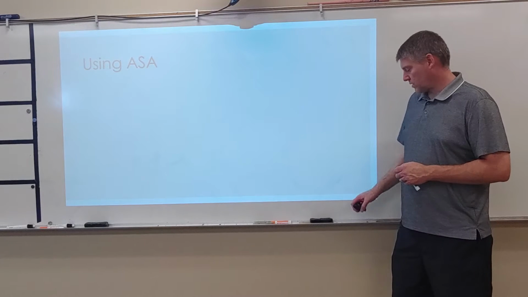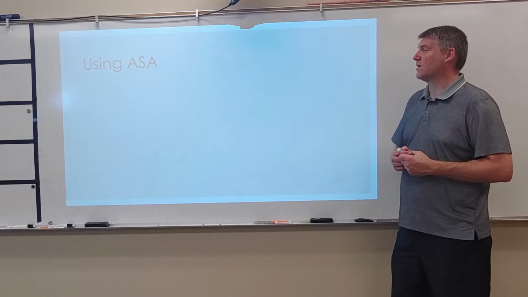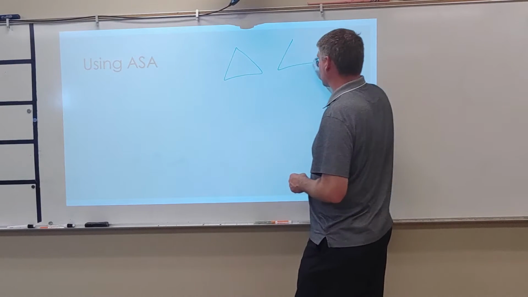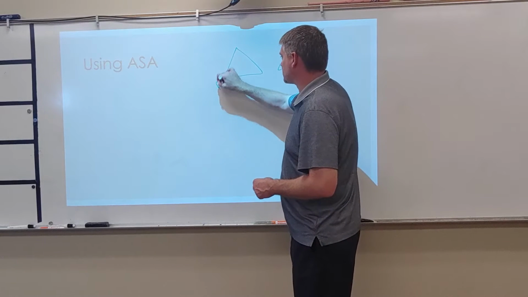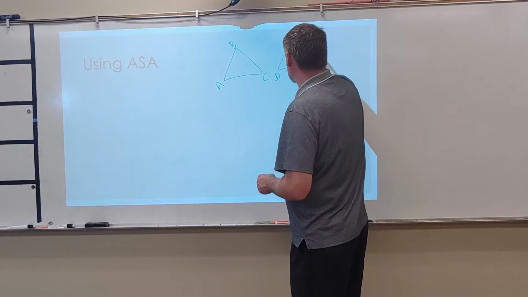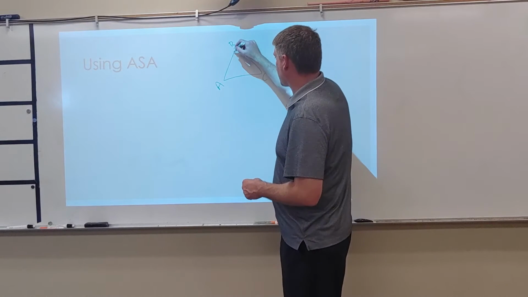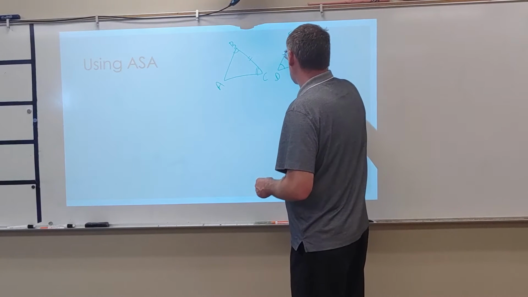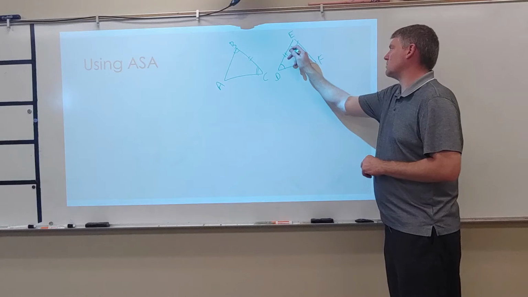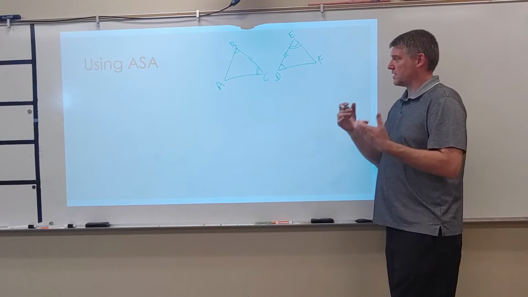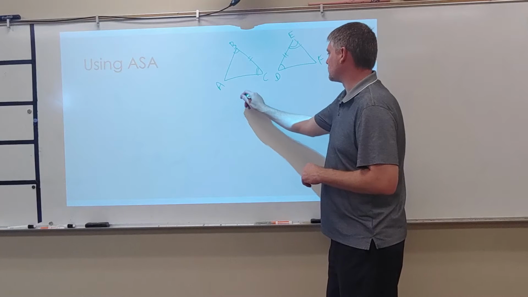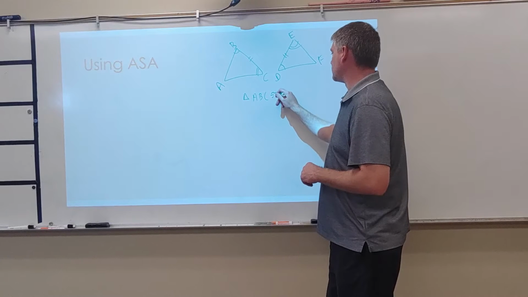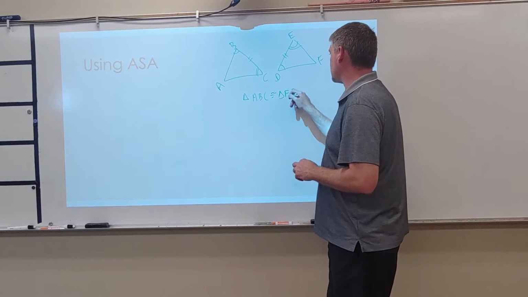Okay? So what we're going to look at is using that angle side angle postulate. So if I were to draw my two triangles up here, and let's say I label this A, B, C, D, E, F. Let's say I have this. Are those two triangles congruent? Yes, because I have angle side angle. This would be triangle ABC is congruent to triangle FDE.